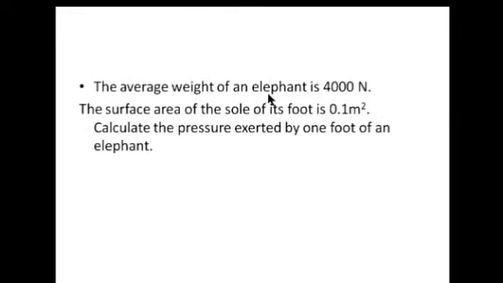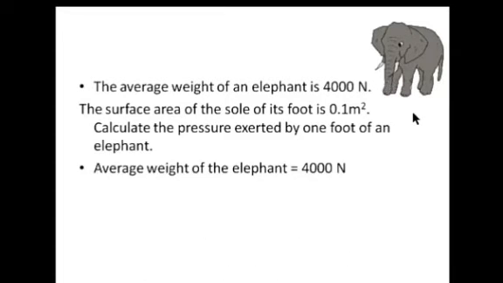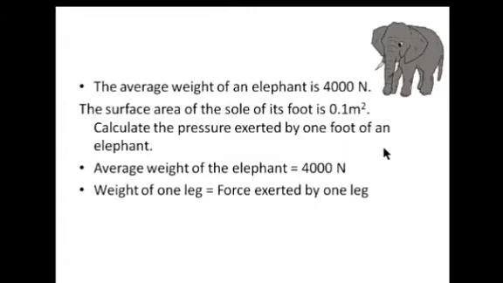The average weight of an elephant is 4000 Newton. The surface area of the sole of its foot is 0.1 meter square. Calculate the pressure exerted by 1 foot of an elephant. Have you ever seen an elephant? Yes. See, the elephant has 4 legs and average weight of the elephant is 4000 Newton. This weight will be equally distributed on all the 4 legs. Therefore, we can find the weight of one leg equal to force exerted by one leg.